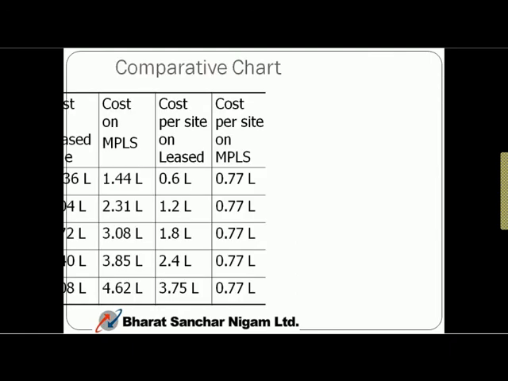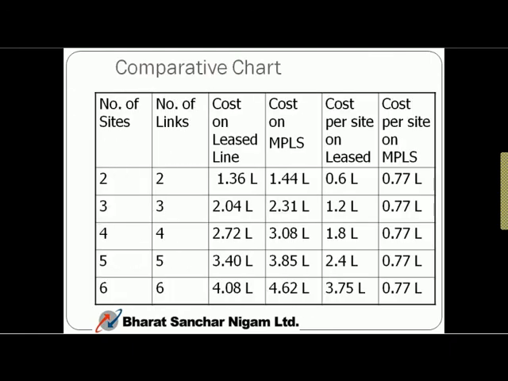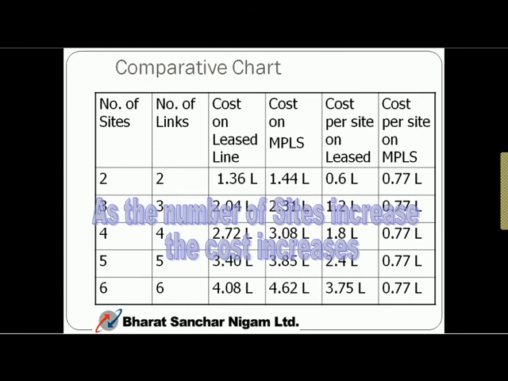So, a comparative chart. Even though it's not required, just know about the return on investment. When you have MPLS, how much you can save. As the number of sites increases, the cost increases in lease line, whereas if you look at MPLS, the cost per site always remains the same. For a 6-site solution on lease line you have 3.75 lakh, whereas in MPLS 0.77.